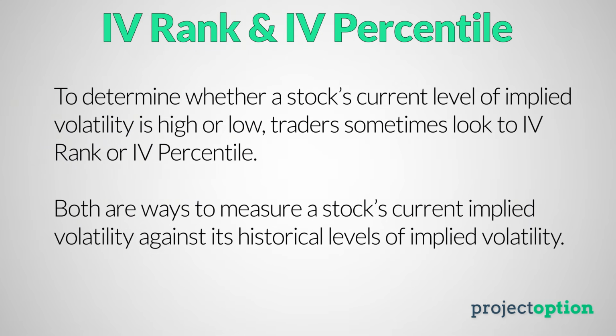When it comes to determining whether a stock's implied volatility is currently high or low, traders turn to implied volatility rank and implied volatility percentile. Both are ways to measure a stock's current level of implied volatility against its past levels of implied volatility.